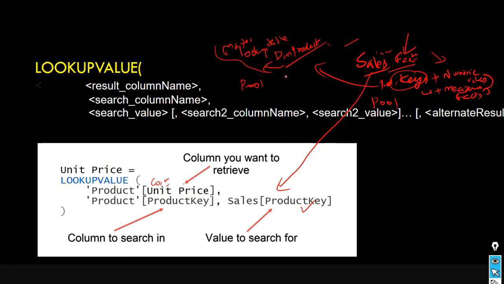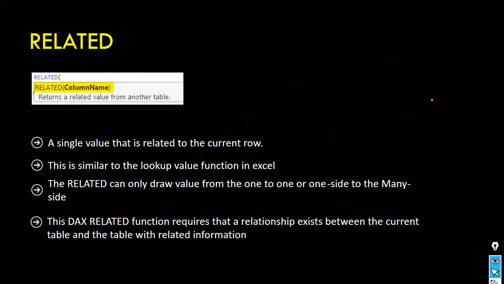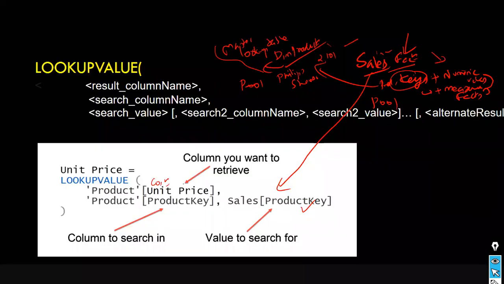The product name is, let's say, the Philips electronic shaver. And then what is the cost price for this? The cost price is, let's say, 2,101. But the selling price is obviously more than that. Let's say you have something like 2,250 or something like that. This is your selling price, this is your cost price. But the cost price is not available in my sales fact table. So how do I get the cost price?